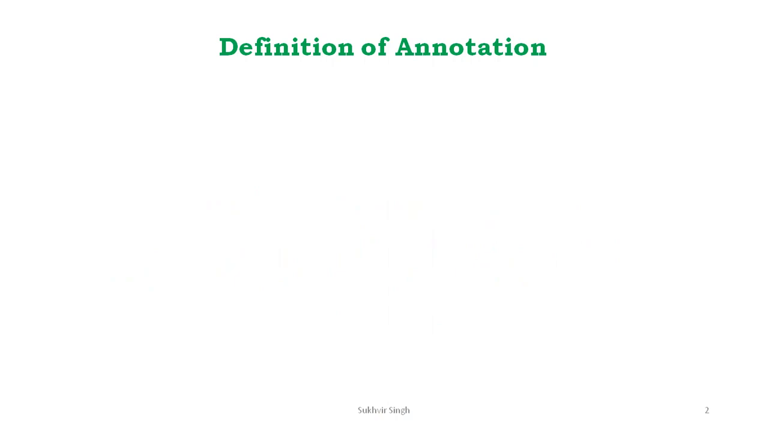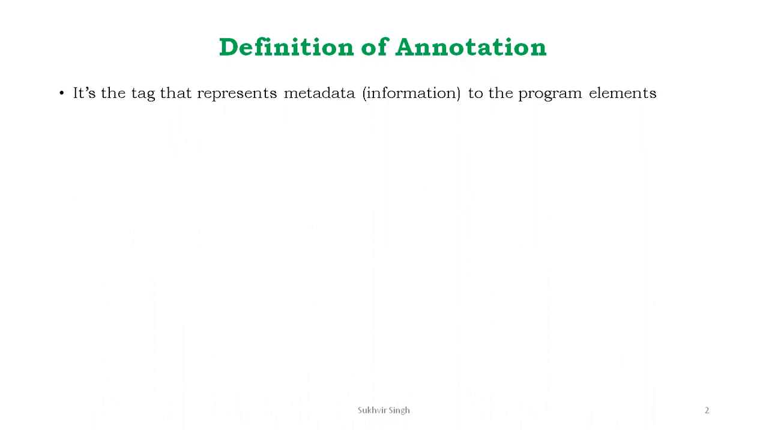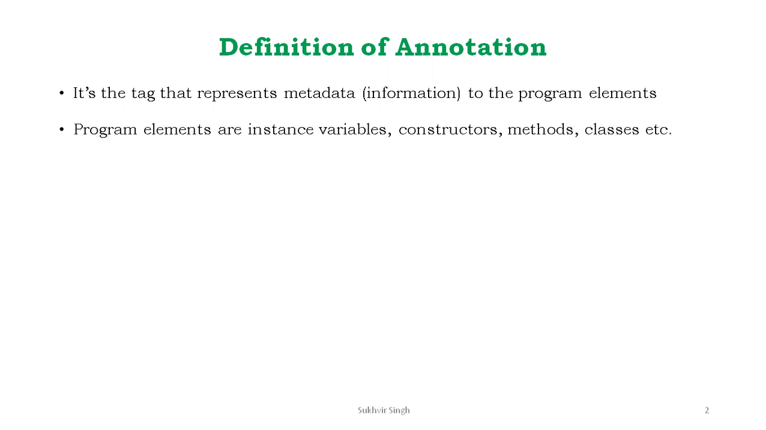First of all, what is the meaning of annotation? It's a tag that represents metadata, that is, information to the program elements. Program elements are instance variables, constructors, methods, classes, etc. They generally provide additional information about the program.